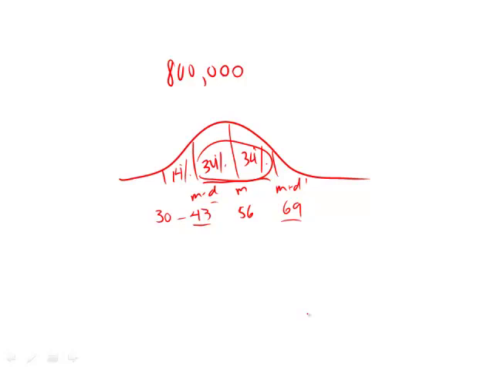15% of 800,000, well, 10% of 800,000 is 80,000. 5% of 800,000 is half of that 10%, which gives us 40,000. So you can see 15% is simply 120,000. And it has to be a little bit less than that. The only answer that corresponds to that is B.